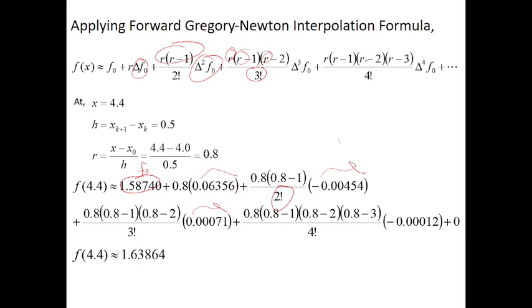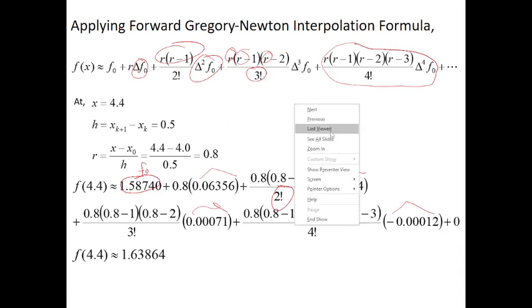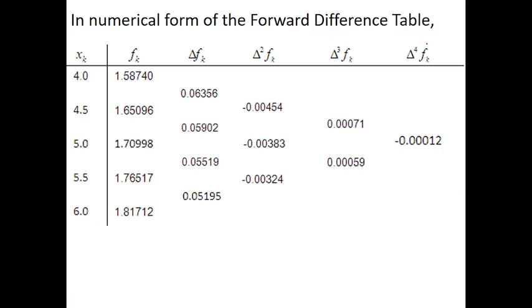Then we have this one, based from the forward difference table, negative 0.0012. And nothing follows, plus 0, because based from the table, it is only up to delta to the fourth f sub 0. In other words, delta to the fifth f sub 0 is 0. There's no difference. So delta to the 6th, delta to the 7th, all are zeros. So that's it.